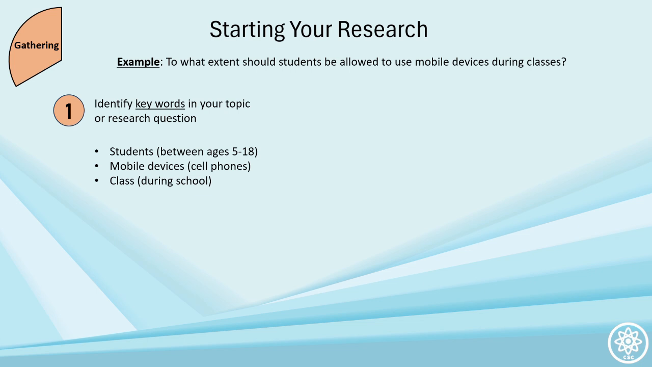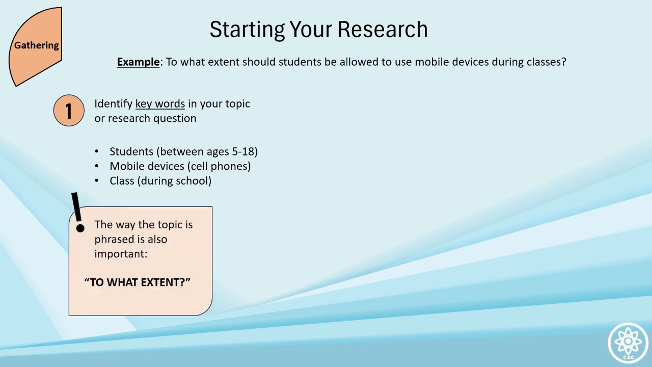An often overlooked note on the topic: the words in which the topic is phrased is also important to consider. If the example above was phrased as, should students be allowed to use mobile devices during classes, individuals will either take a position for or against this. However, by phrasing the question as, to what extent, it prompts individuals to think of benefits and drawbacks that the topic presents. It tasks researchers to more thoroughly investigate the topic.